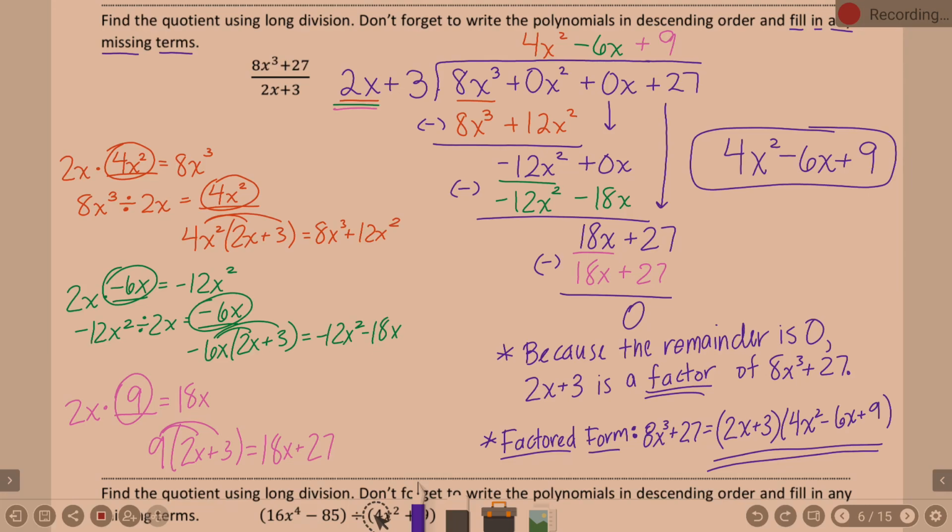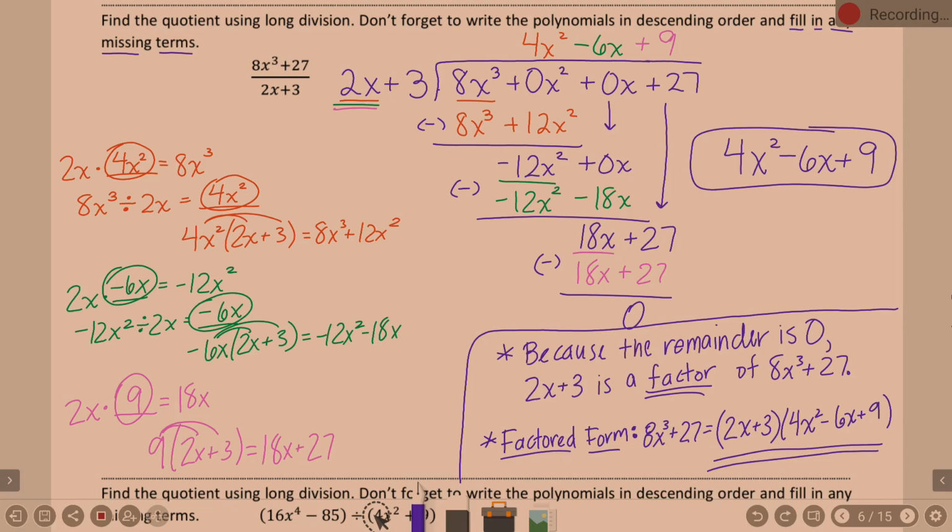So get what you need from there. And then I want to try and get through this last example real quick. It has a couple of little pieces in it. Okay, so because the remainder is 0, 2x plus 3 is a factor. And then since it's a factor, the factored form is the 2x plus 3 times the 4x squared minus 6x plus 9. Okay. Let's set up this last one.